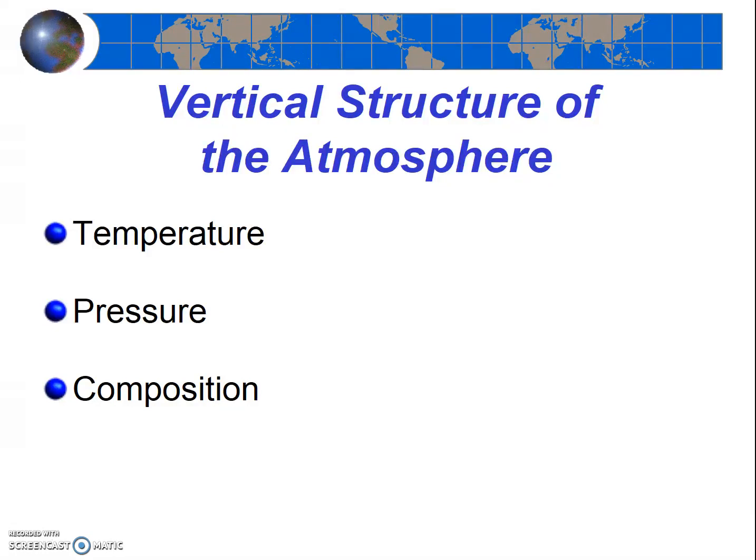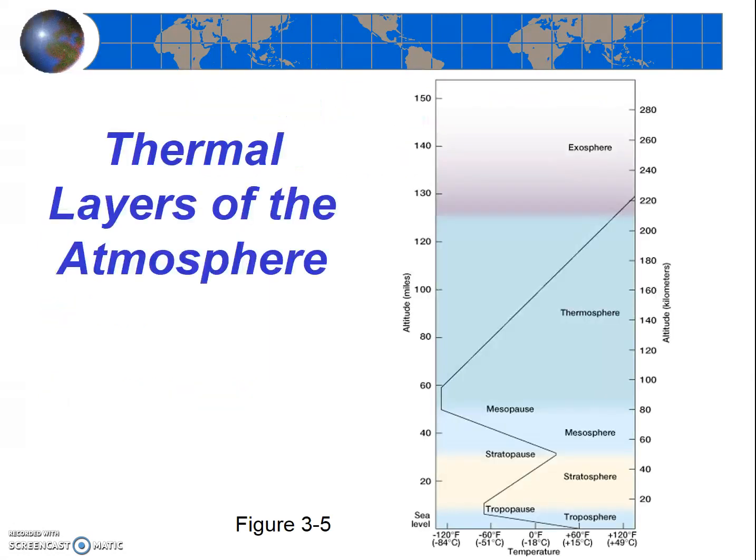Then we'll look at how pressure and the composition of our atmosphere vary with altitude as well. So first, how does temperature change as altitude increases? Temperature is not constant throughout the atmosphere. You likely knew that. From your experience, you know that temperature seems to decrease as you go up in elevation.